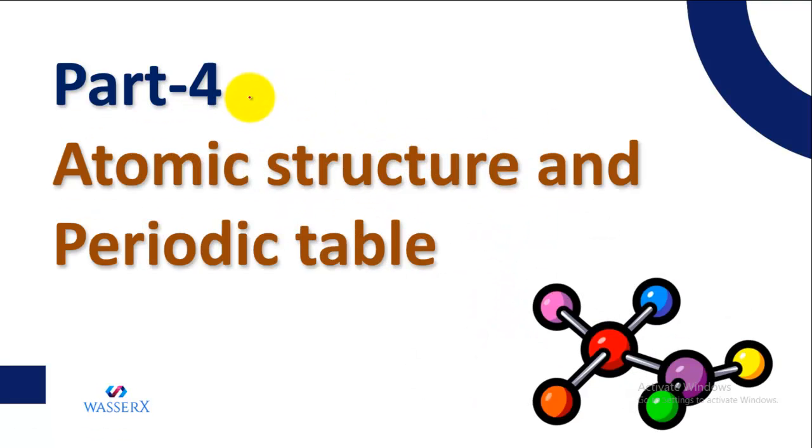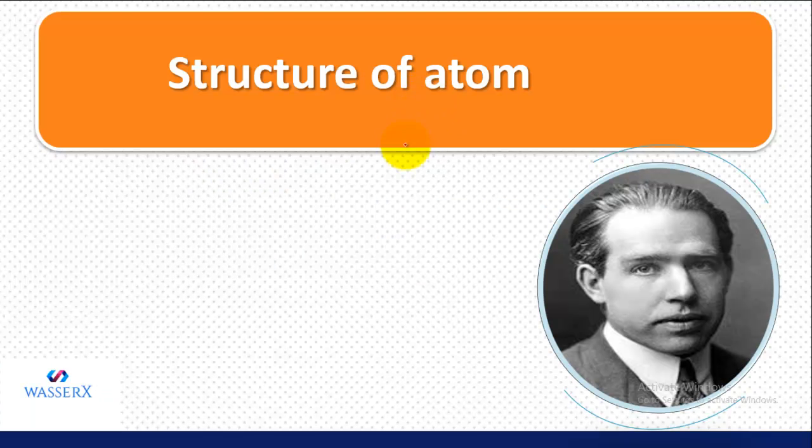So we are on part 4 now of subtopic atomic structure and periodic table. So let's see what we are going to take up in this part 4. Part 4 is structure of atom. So in this video we are going to study what is the exact structure of atom. That means how protons, electrons and neutrons are arranged inside the atom.